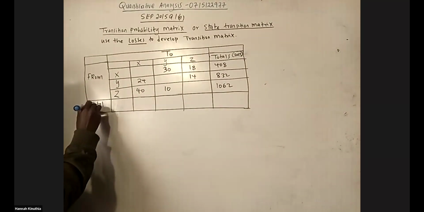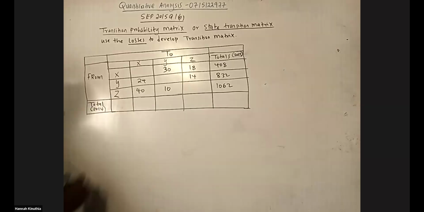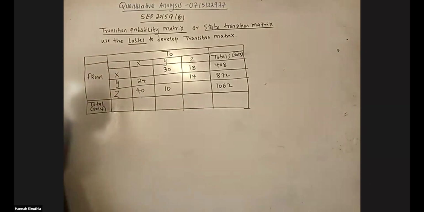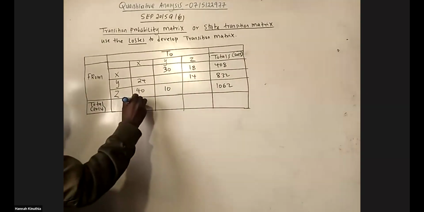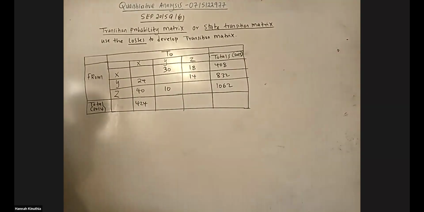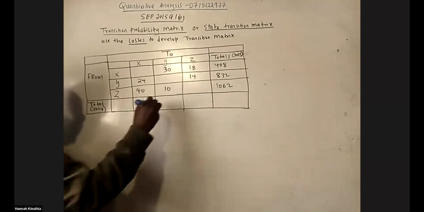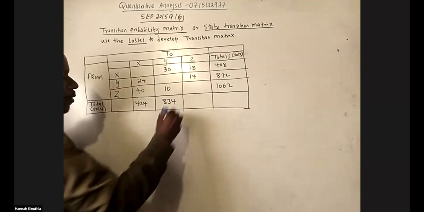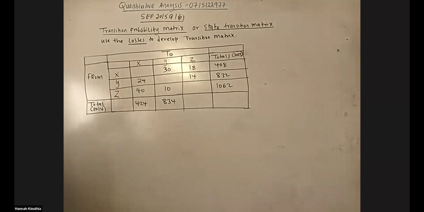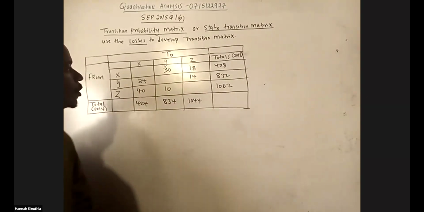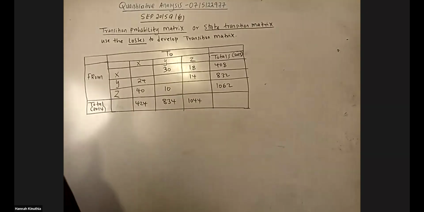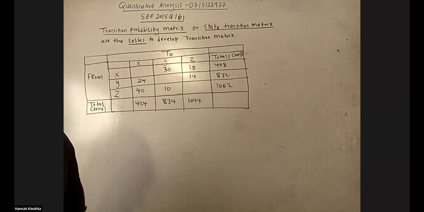This one will be near 2014. So 2013, so 2014. The 2014 is on the other side, on the right side. We have 424, we have 834, and 1044. Now we need to find this figure, the middle one.